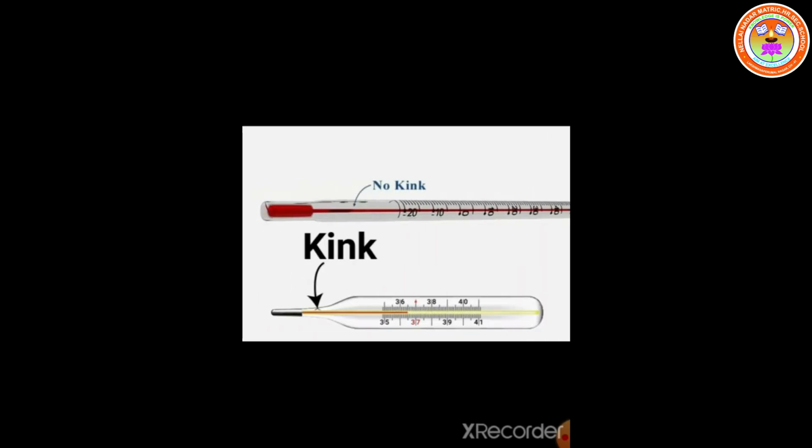The first one is clinical thermometer. Look at the picture clearly, students. Here we have two types of thermometer which I told you just now. One is clinical thermometer. So this is the clinical thermometer and this is the laboratory thermometer. So we have two types of thermometer. One is clinical thermometer and another one is a laboratory thermometer.